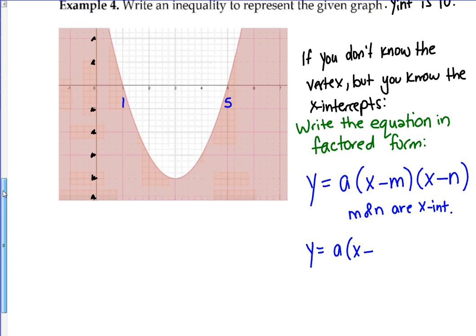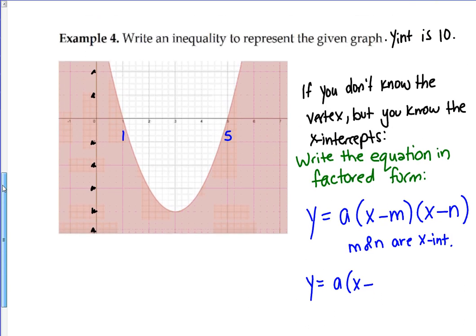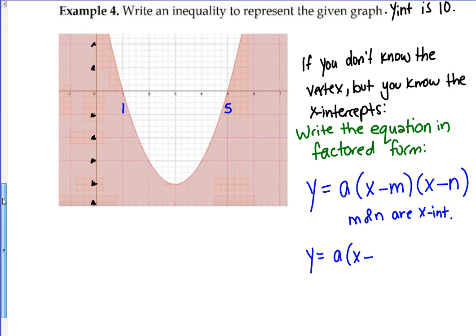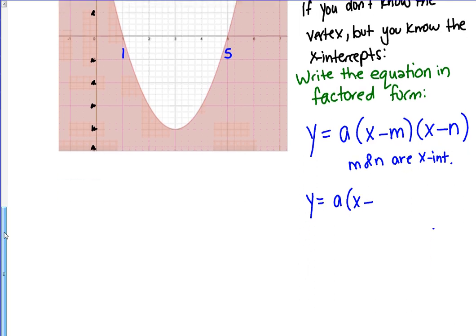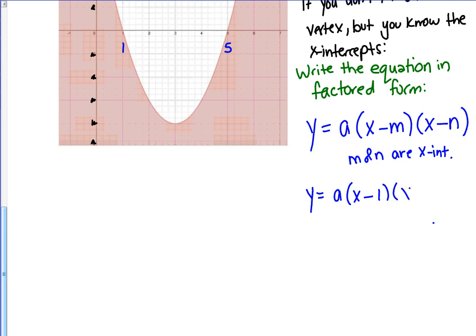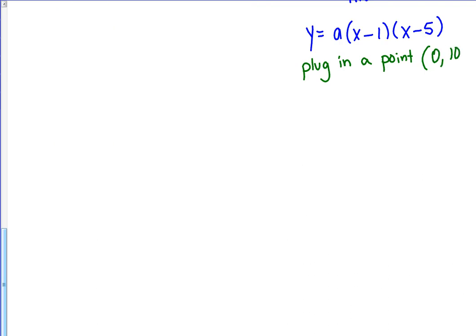Oh no, I did give you your y-intercept because I want to give you one extra point to find your a value. You'll need to know the x-intercepts plus one other point to use this form, because you're going to have to plug in an x and y to find what a value is, right? So x minus 1 times x minus 5. How would you find your a value then? You need to plug in, in this case, the y-intercept, a point. So we know the point of the y-intercept. What is that point? 0 and 10.